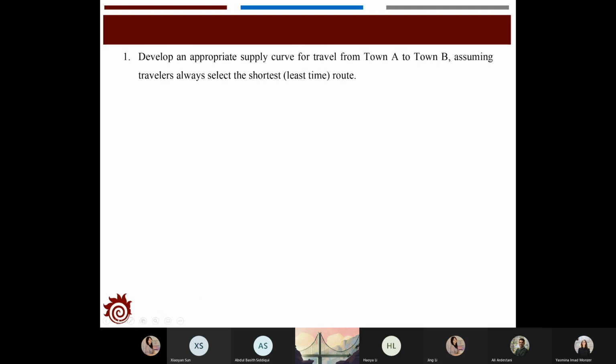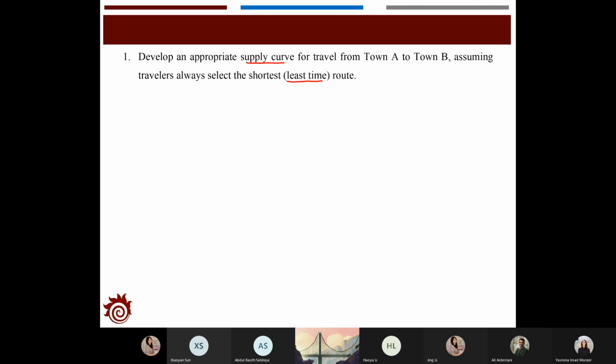And now, in the first question, we have all the assumptions we made for this problem. For the first question, we want to find an appropriate supply curve for the trip from A to B. We also made the assumption that any people who want to drive from A to B will always take the shortest route, the one with the smallest time. So this is the rational decision for any human driver.